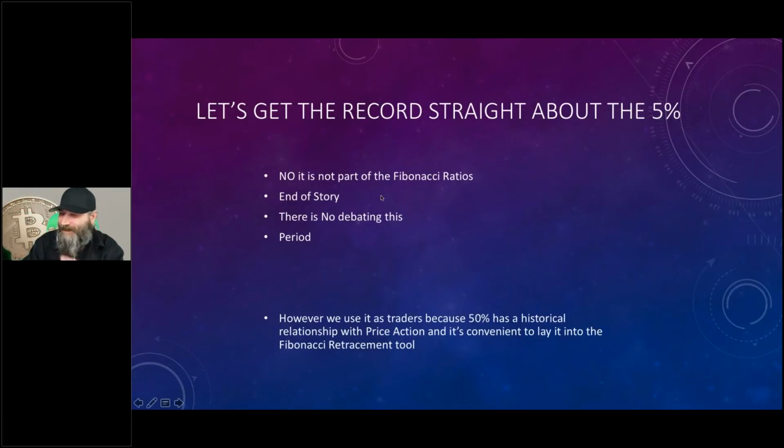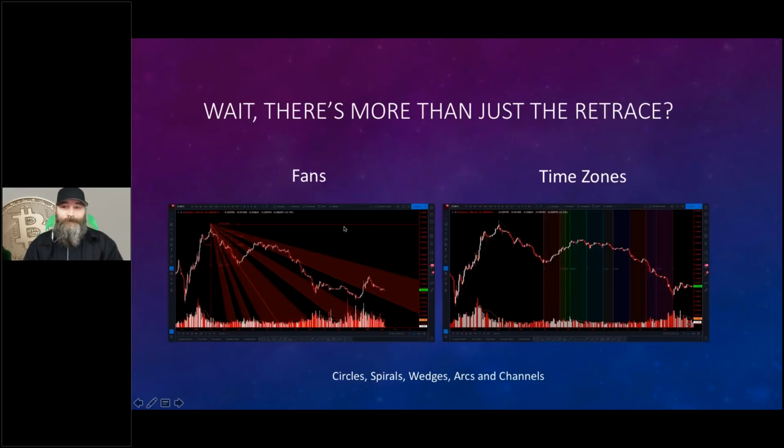And now that that's clear, we can use it as traders because 50% has a historical relationship with price action. And to add it into the Fibonacci retracement tool only makes sense so that we can have all of our tools in the same spot at the same time and look at those different support and resistance lines that we're looking at.